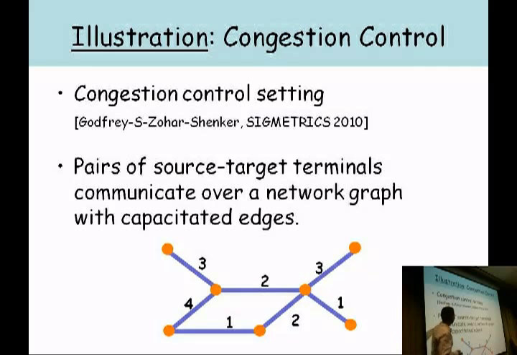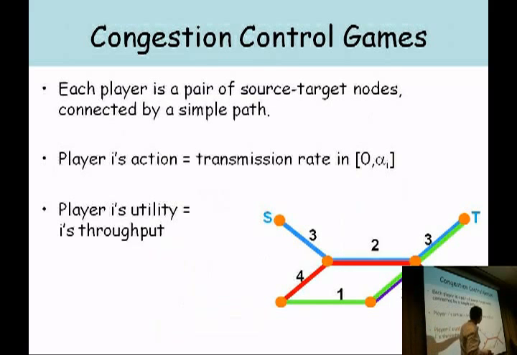Basically we have pairs of source and target terminals that are communicating over a communication network, where the edges have capacities. So you have a network graph, the edges have capacities, and the game theoretic formulation of this is that each player is a pair of source node and target node. For example, the blue player is this route, the blue route, so it's the pair of nodes and a fixed route between them. So we have a blue player, a red player, a green player, and the purple player.